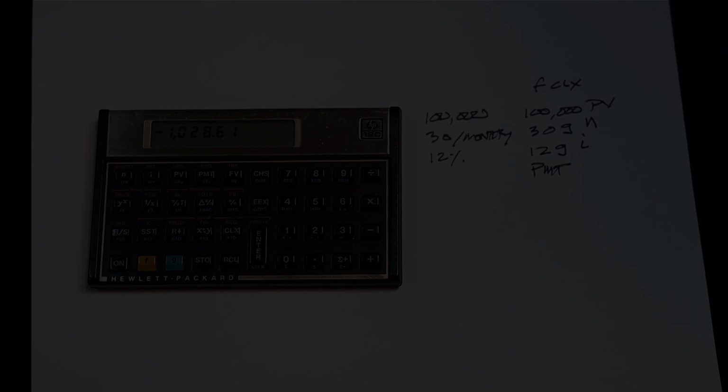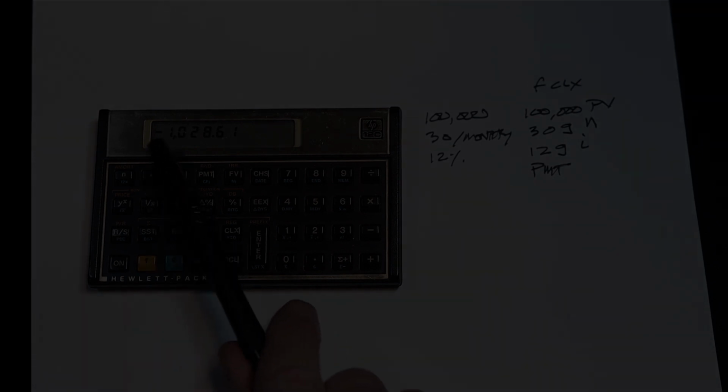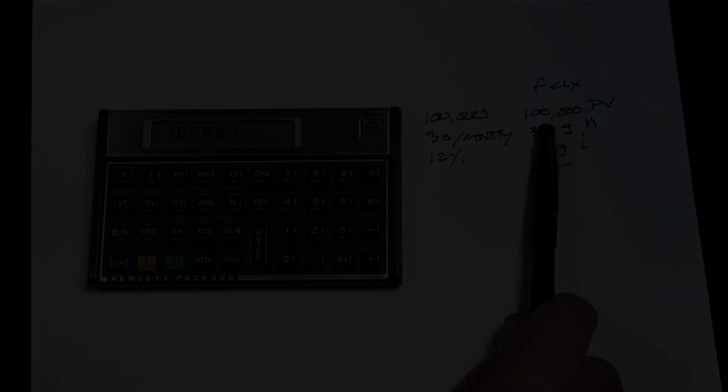And the answer is $1,028.61. Now you'll notice here it's a negative $1,028.61. So the sign convention in time value of money on an HP12C is always flipped on the last key press. So here, it was a positive 100,000 received in, and that's why it's a negative 1,028 paid out.